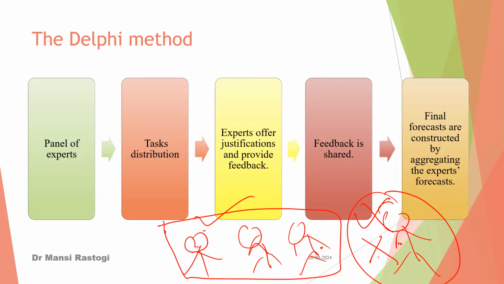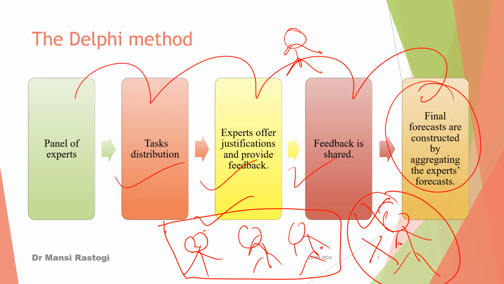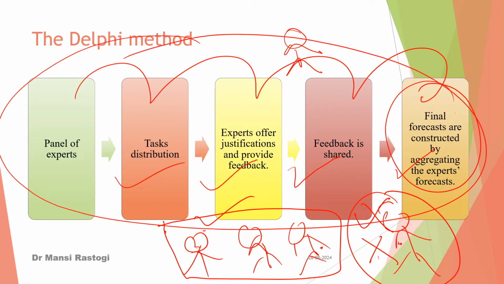In this method, a facilitator is appointed in order to implement and manage the process, and forecasting is based on the consensus of the panel of experts. Experts refine their opinions phase by phase, and they reach a consensus. So it involves the following stages. Number 1, the panel of experts is assembled. Then the next step is to initiate the forecast and justifications, and feedback is provided until a satisfactory consensus level is reached. Then the final forecasts are constructed by aggregating the experts' forecasts. So this is the total process of the Delphi technique.